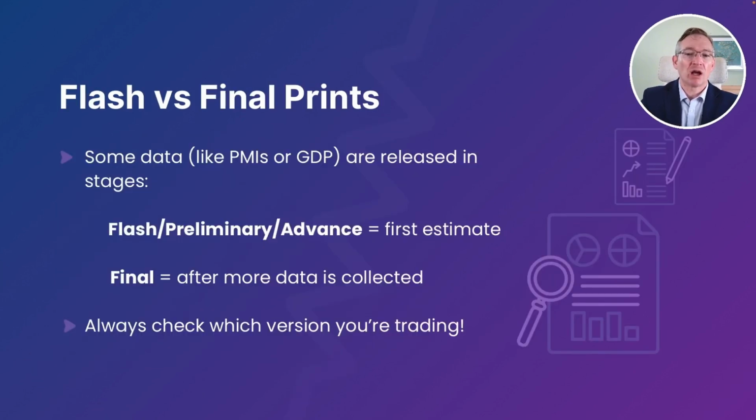Some data also comes out in phases, like flash or advanced estimates, followed by final versions. PMI reports, GDP, and even inflation can follow this pattern. The initial release tends to drive markets, but later versions can also bring surprises, especially if expectations shift between releases.